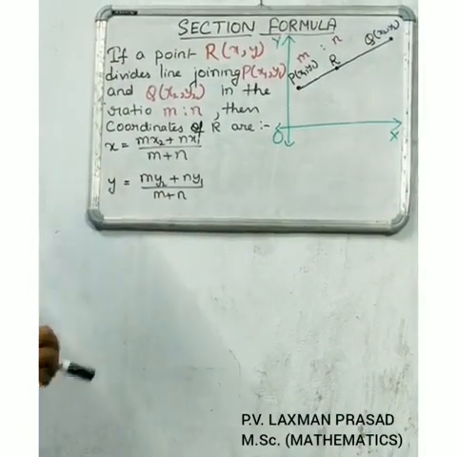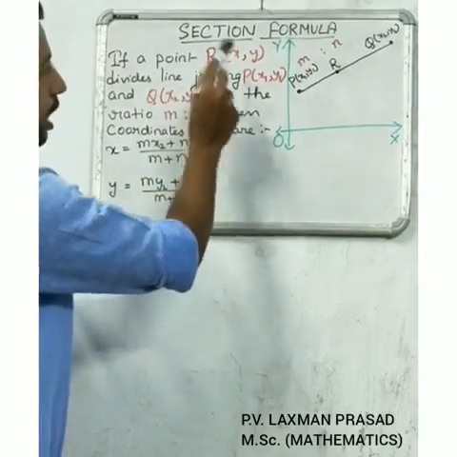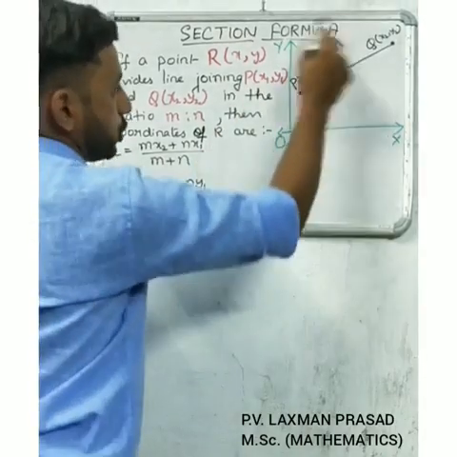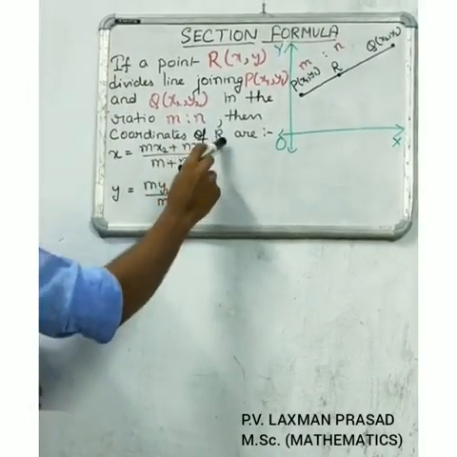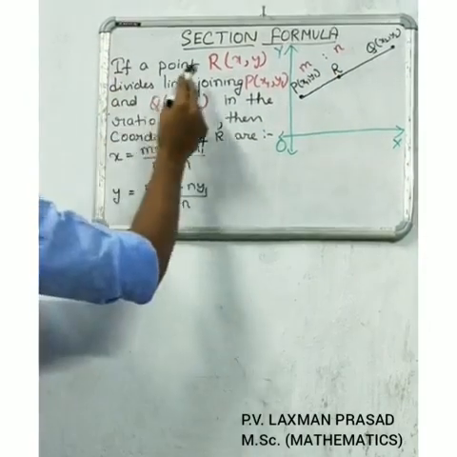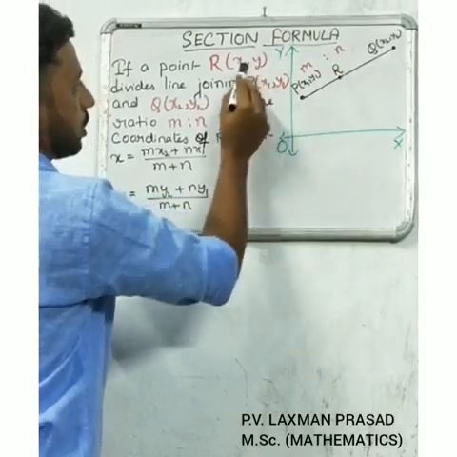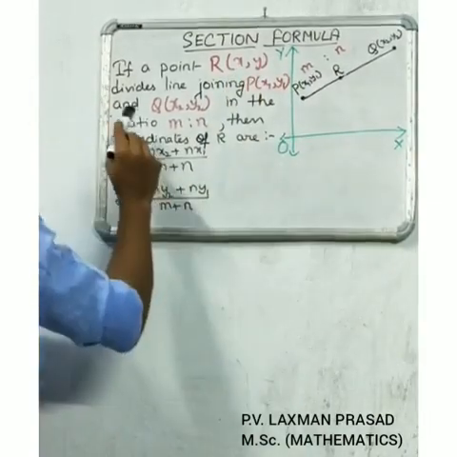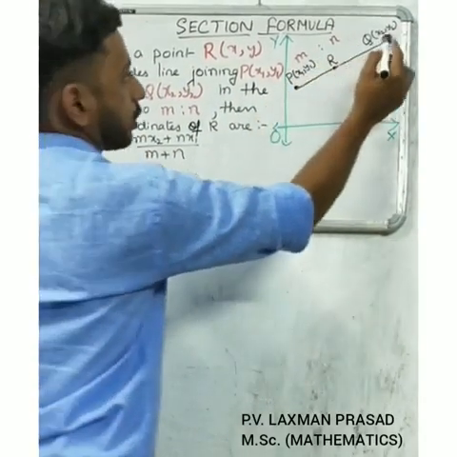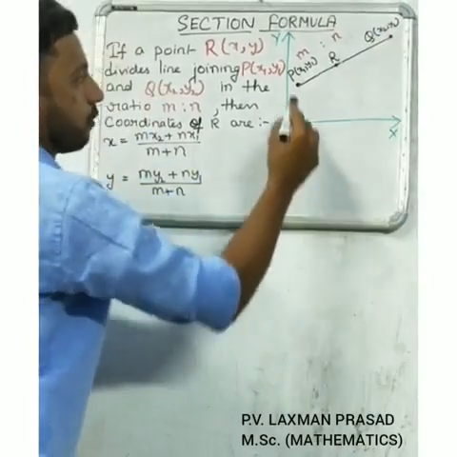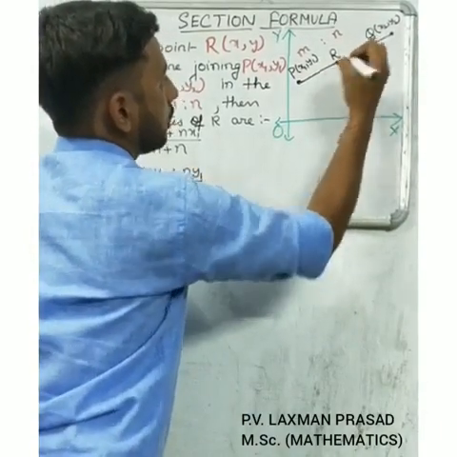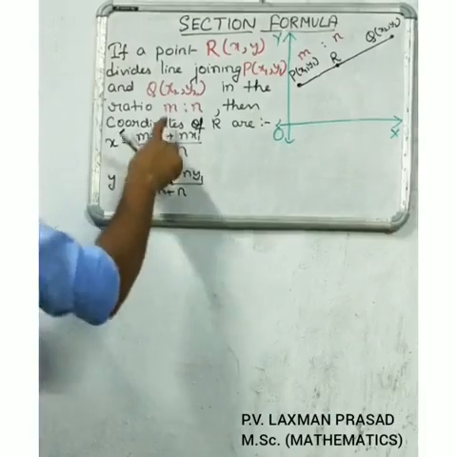The definition of the section formula says, if you have any point R that is dividing a line in a given ratio, then you can find the coordinates of that point R. If a point R, whose coordinates are x comma y, is dividing the line joining P, whose coordinates are x1 comma y1, and Q, whose coordinates are x2 comma y2, in the ratio m:n.